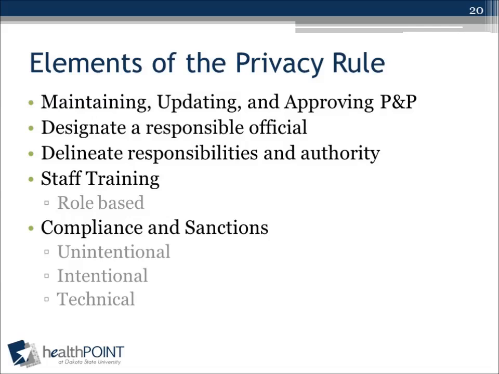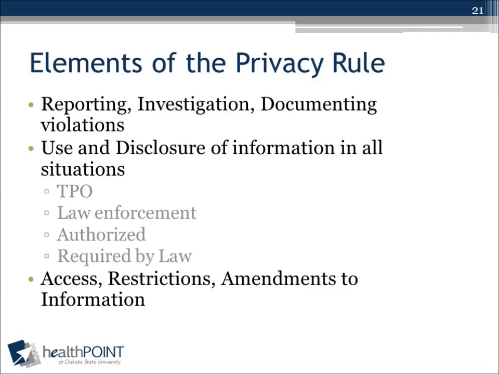And then the next policy and procedure you should have is about compliance and sanctions. Compliance should be tiered, and sanctions also should reflect the tiers of types of uses, disclosures, or breaches. So if there was an unintentional breach, an intentional breach, or a technical breach, you would show sanctions that are tiered and leveled on those different types of disclosures. All right, continuing on. There is reporting and investigation, documenting of violations, requirements, and use and disclosure of information in all situations.